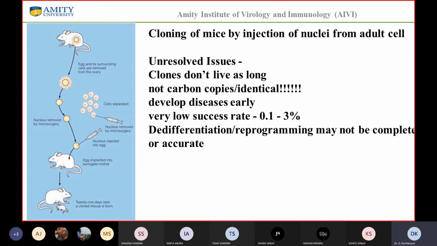What was surprising was that although laboratory mice are well studied, somebody dared to do this in sheep, and they produced a clone. That was the biggest thing.